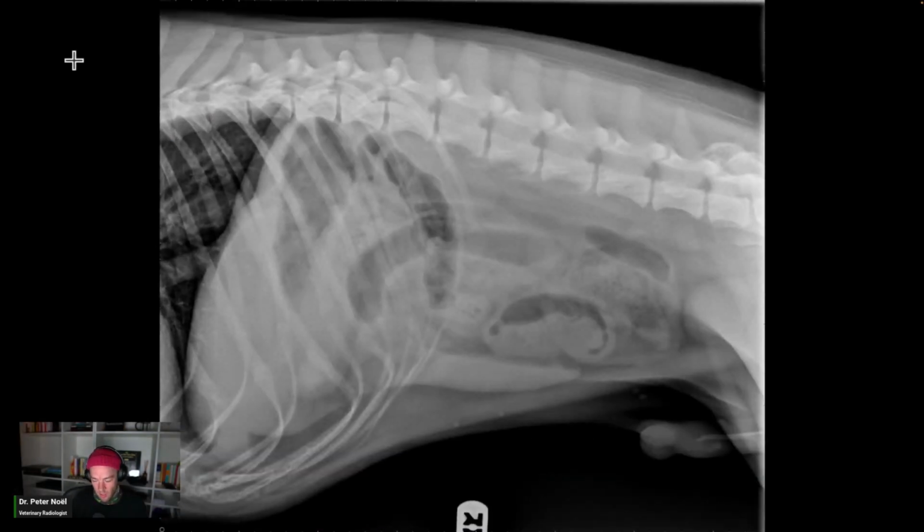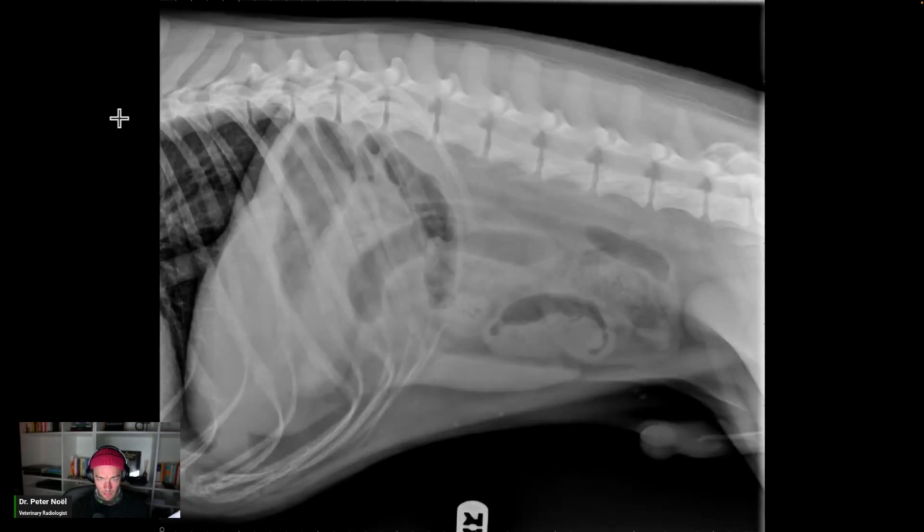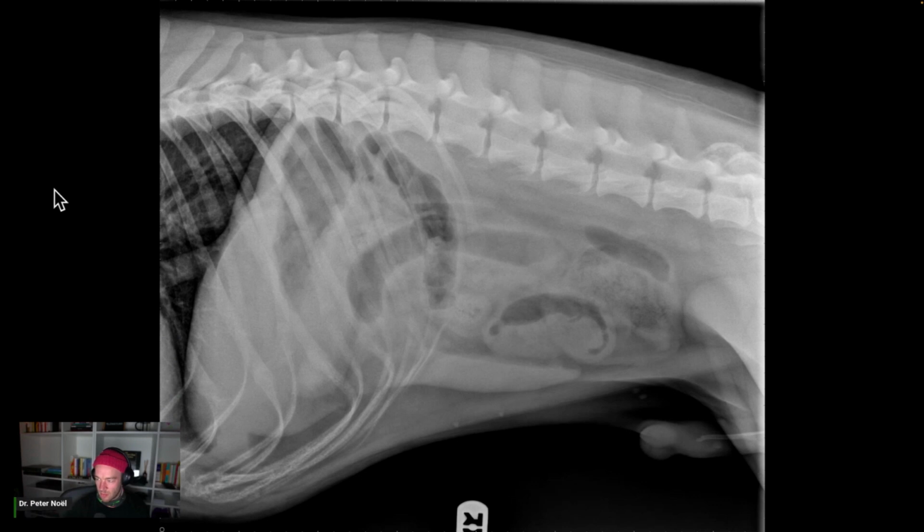All of the animals that came in for this study were acutely vomiting. You got a right lateral, a left lateral, a VD view, and another VD view. Okay, so I'm going to chill and give you a couple of minutes and you can decide if you think the animal's obstructed or not. If you're not convinced, what's the test that you would do? The options would be do an ultrasound now, which would indicate you're pretty concerned; 8 to 12 hours of fasting, supportive care, and repeat abdominal radiography, which would indicate maybe some level of concern; or do nothing, or follow up if you haven't improved in 24 hours. There does appear to be different populations of bowel, would recommend an abdominal ultrasound. So Dr. Miller is expressing some level of concern.